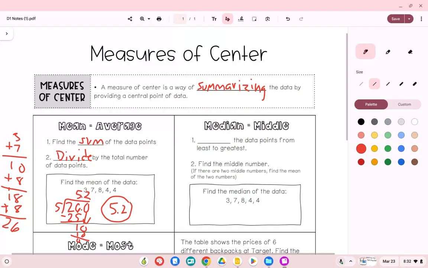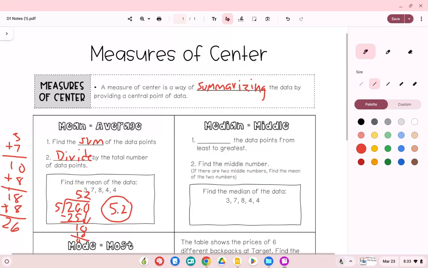Which makes sense if you look at the numbers. Some of the numbers are lower, some of the numbers are higher. It's kind of like the midpoint. So the median would be next. That's where we're finding the exact middle. So it's usually pretty close to the average.